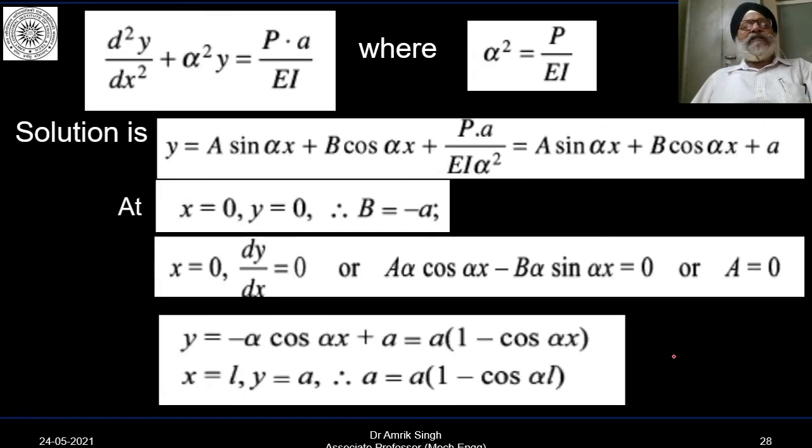So we can rearrange this term again. d2y upon dx square plus alpha square y, and we can put this P a on this side, with alpha square again, the same thing. So we will get the same equation, and in this case it will be this. Putting the first condition, that is x is equal to 0, y is equal to 0, so b is equal to minus a. And at x is equal to 0, dy by dx is 0, because the end is fixed.